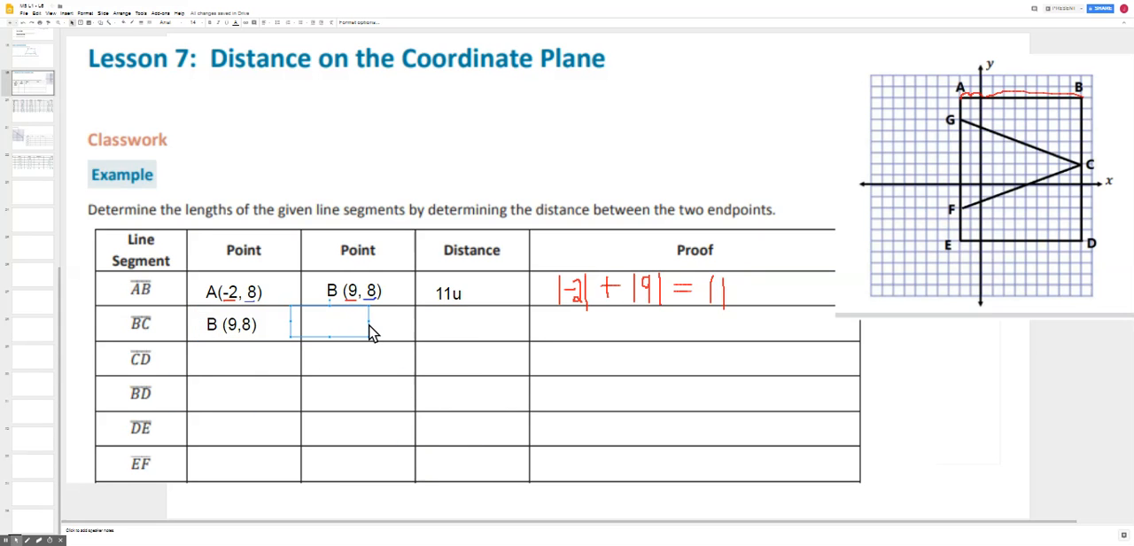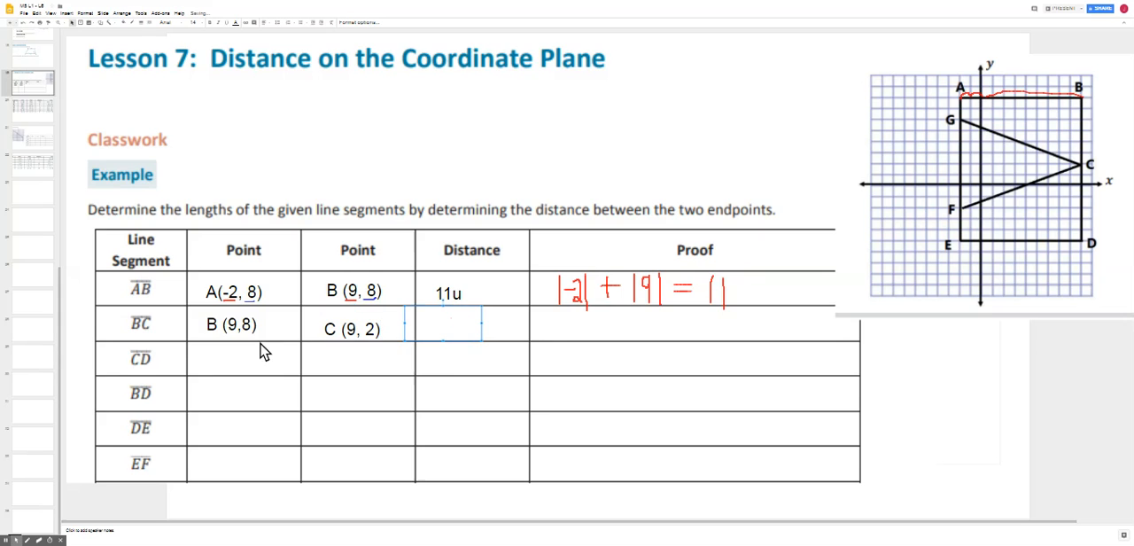And now we have C. C goes over the same units of 9. As you can see, it's lined up with B. So if B's at 9, C would be at 9. Now how much does it go up? It goes up 1, 2, so it's a positive 2.